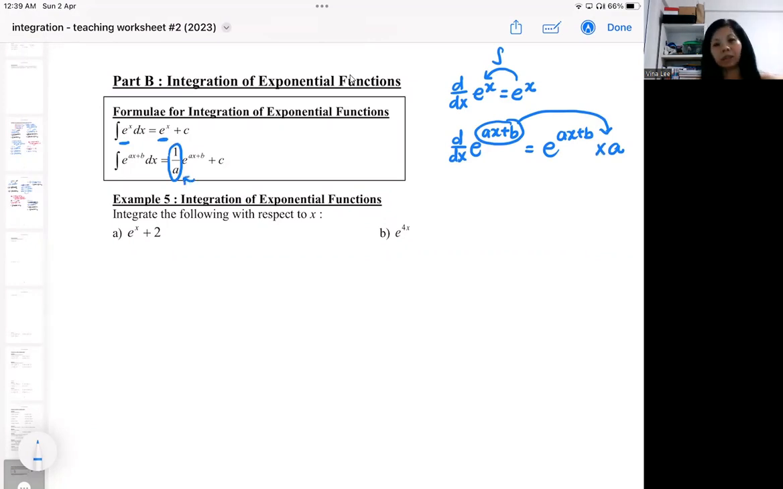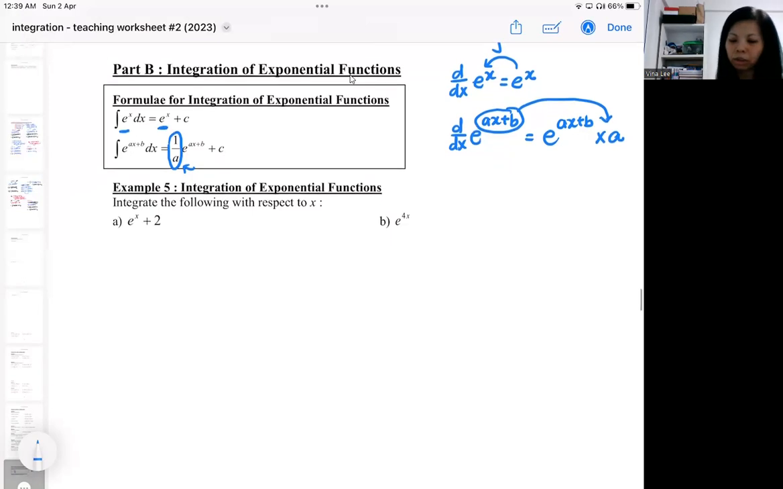So it's very much similar to the idea that we use in trigo integration. In trigo, differentiation will multiply by a, but in the integration, we always get the 1 over a. So when we do that, we try to pay attention to what our a is. It's actually very easy for this part. Okay, so the formula-wise is very easy.